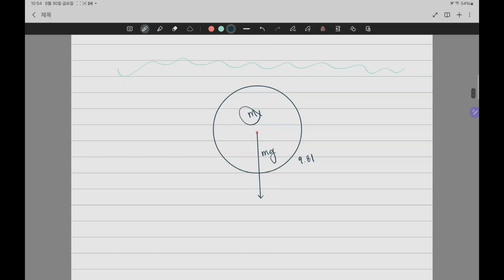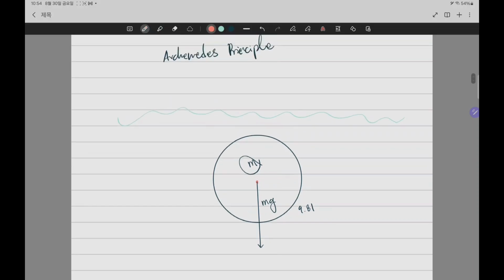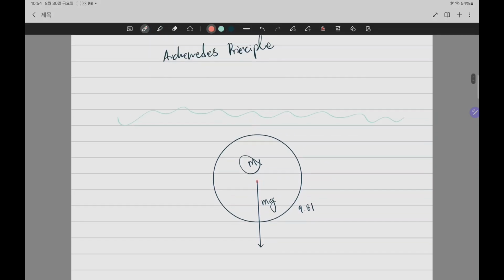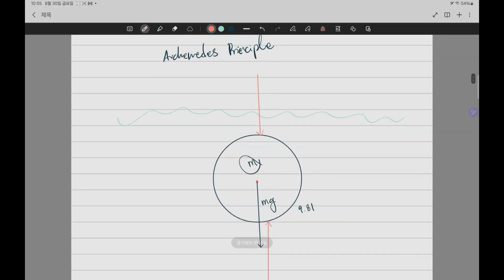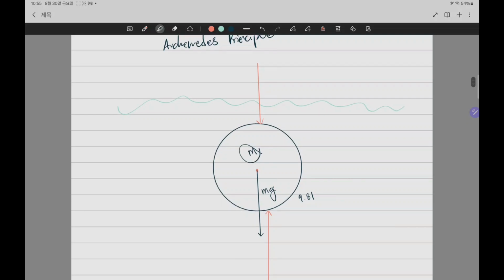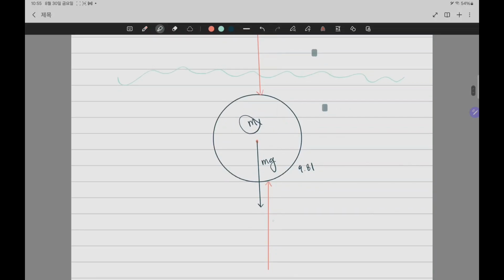Now, with this in mind, the ball would just keep on accelerating downwards until it falls. But does it? Well, it may or may not, depending on the other forces acting on it, which would be this and that. So this is the downwards pressure from the air and the water, and this is the upwards pressure from the water over here.